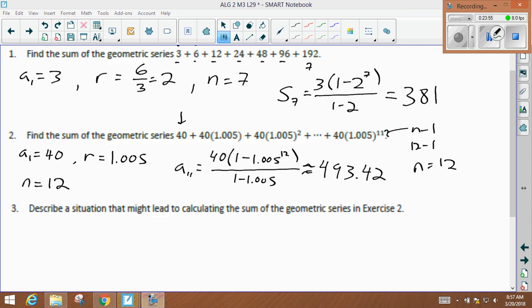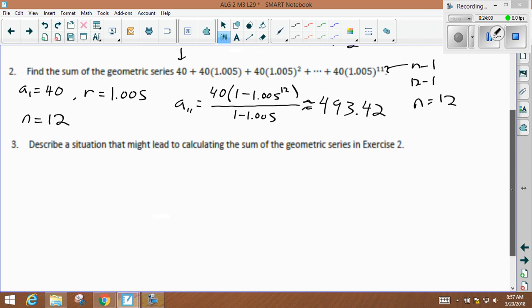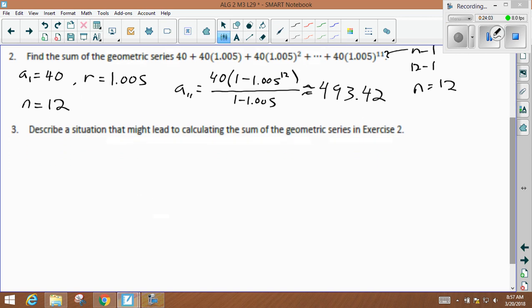So, if we're going to describe a situation that would lead up to the sum, the book has some very boring stuff like, hey, what if you invested $40 a month into an account that gets 5% interest every year, right? Is it 5% or 0.05? Let's see. 1 plus. No, it's 0.05. My bad.